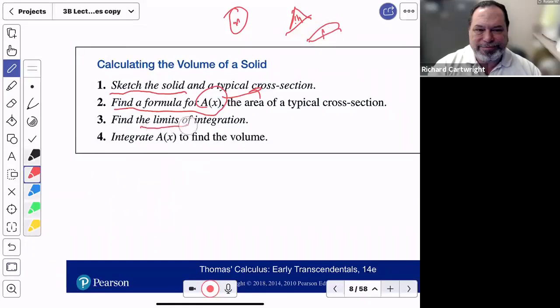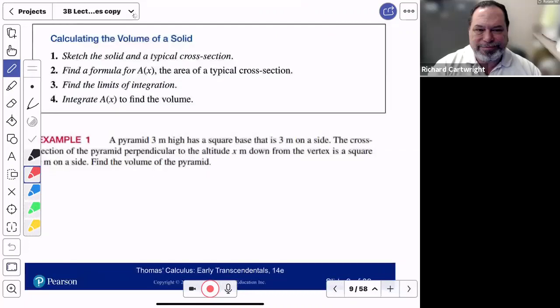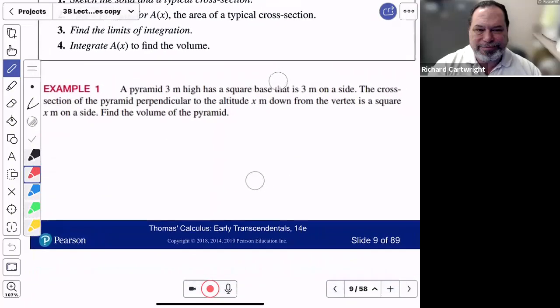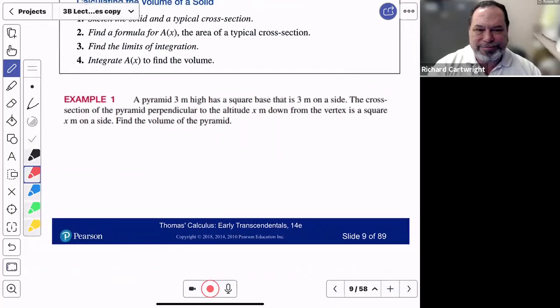Find the limits. From where to where are you cutting? Set up the integral and solve it. And so here's your first problem. A pyramid, 3 meters in height, has a square base, 3 meters on each side.